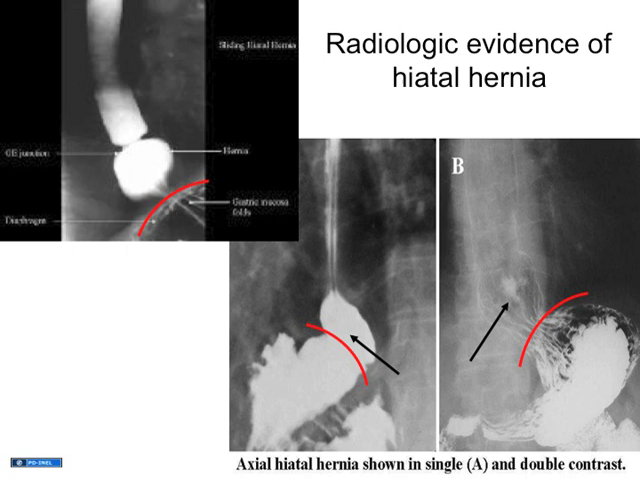And the radiologists can see it. They can tell where the diaphragm is. They can see the lower esophageal sphincter, and here's this. So radiologists on various barium studies will comment the patient has a hiatal hernia.